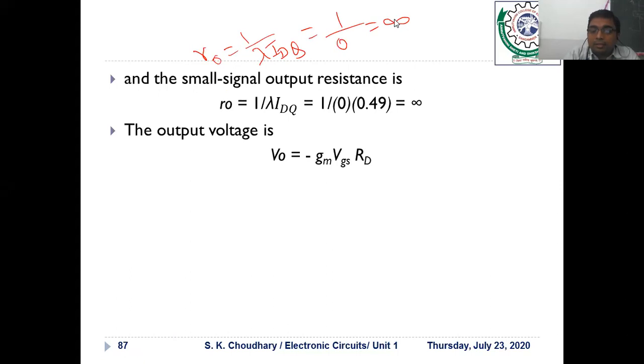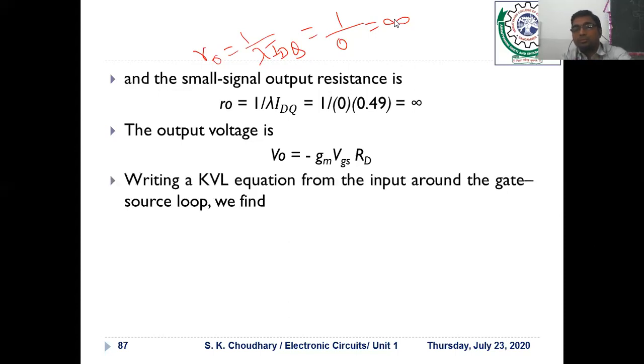So what is the value of the output voltage here? Minus gm VGS RD. And if you see the input voltage equation, it would be a little bit modified because of adding the source resistor. So here VI is not your VGS, both are different. What is the relationship between VI and VGS? We have already seen it in the last lecture.